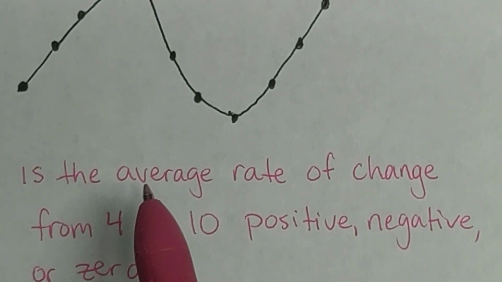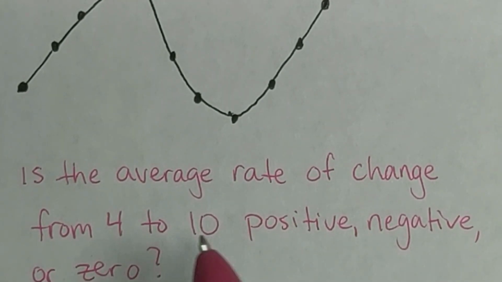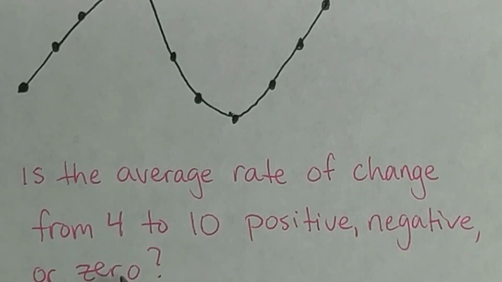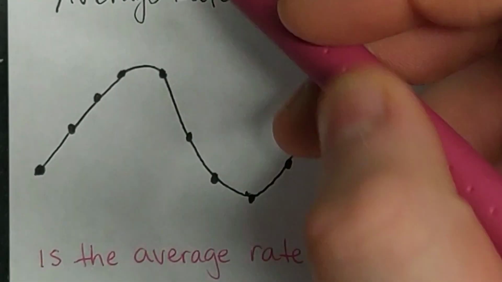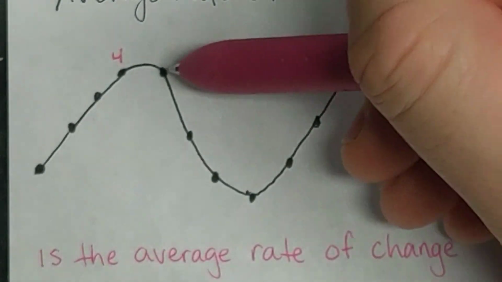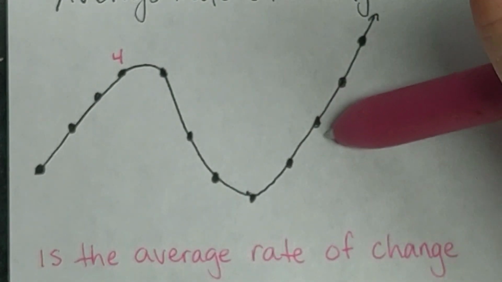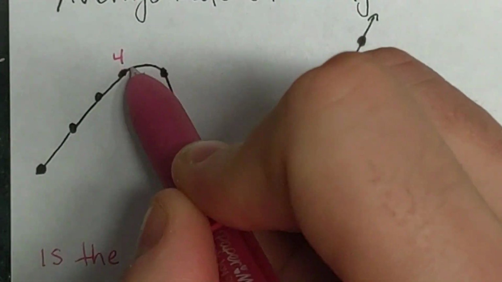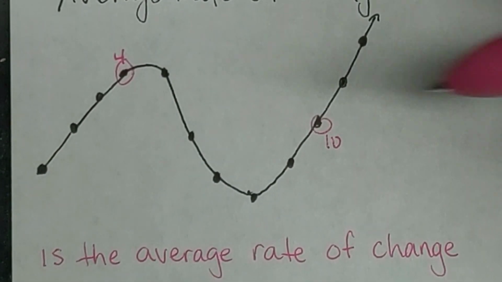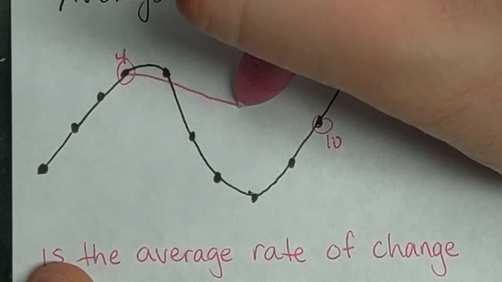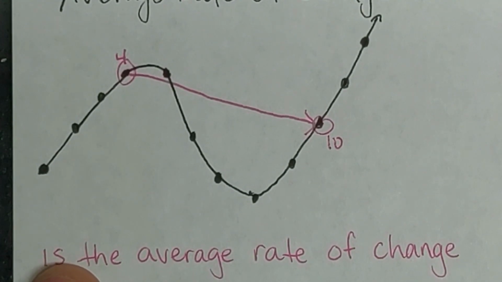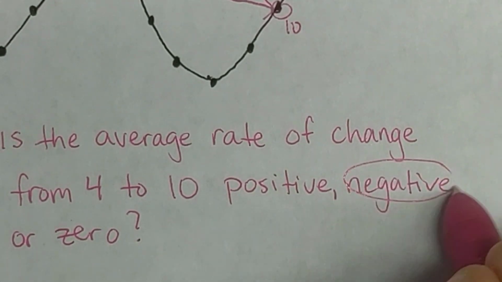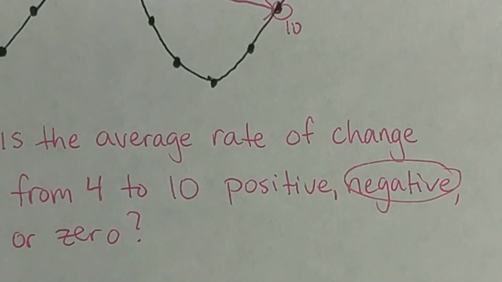So if I was looking at this graph, is the average rate of change from 4 to 10 going to be positive, negative, or 0? So if I'm looking at my dots, 1, 2, 3, 4, here's my fourth one, 5, 6, 7, 8, 9, 10. So I only care about this dot to this dot. If I look at my trajectory here, it is going in a downward direction from 4 to 10. So I would say that my average rate of change will be negative.